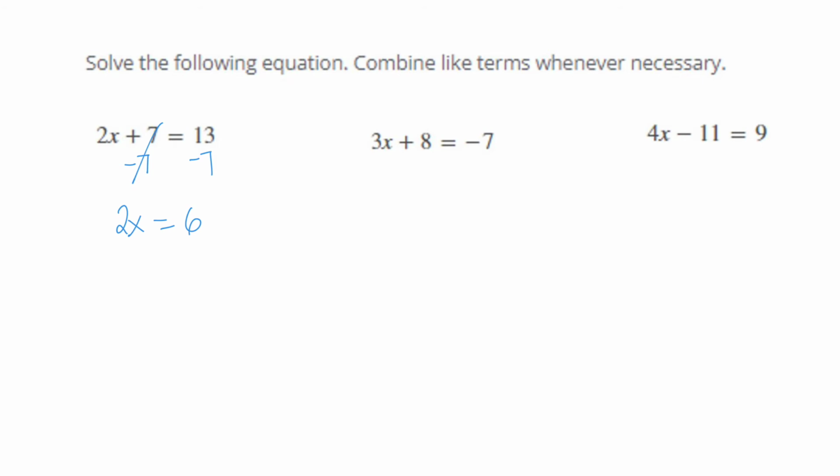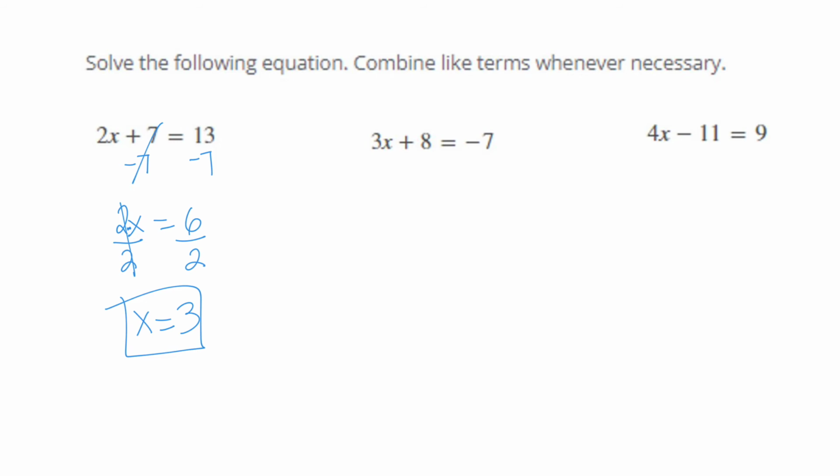Now remember, I said it's two-step. The first step was to get rid of the addition subtraction. Now what I'm going to do is get rid of this multiply by 2 that's going on. So I'm going to undo it with a divide by 2. Divide by 2. So now I'm left with x equals 6 divided by 2 is 3. And that is our solution. Two steps. Get rid of your addition subtraction, then get rid of your multiplication.